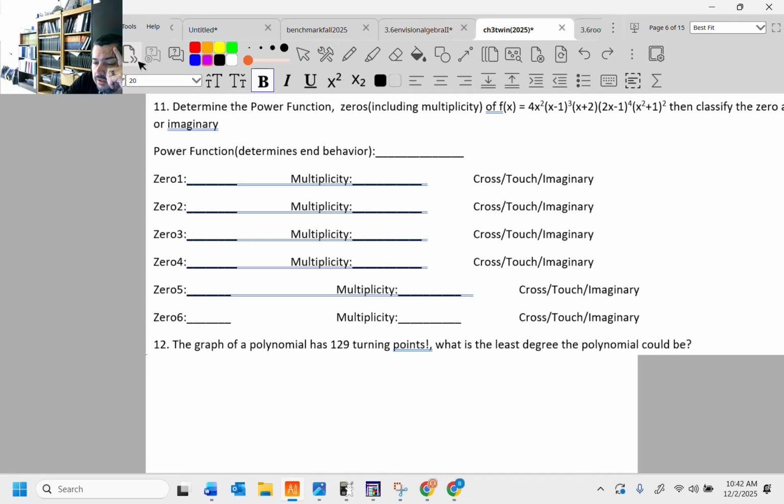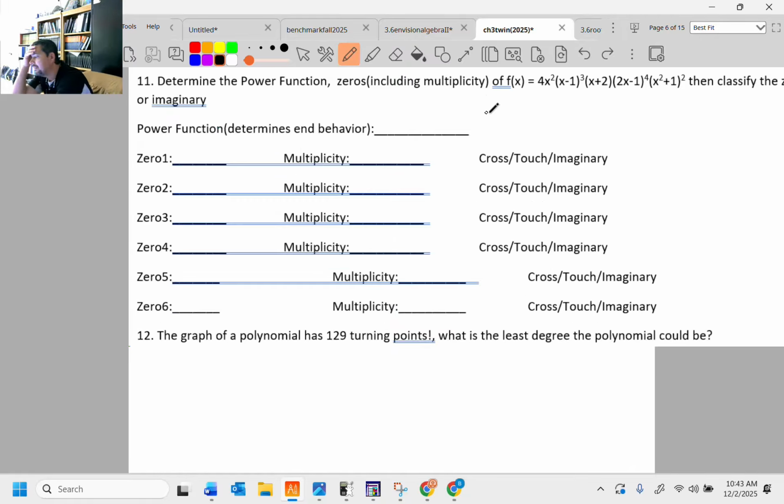All right, determine the power function, the zeros, including the multiplicity of f of x equals 4x squared times x minus 1 cubed times x plus 2 times 2x minus 1 to the 4th times x squared plus 1 squared. Then classify the zero as real or imaginary and talk about whether it crosses or touches. So the power function here, you're going to do some near math. You've got the first factor. We're going to get the x from each factor. You've got a 4x squared. Here you have an x that gets cubed. From this guy, you have an x. From this guy, you have a 2x, but that 2x has to be raised to the 4th power. And here you have an x squared squared.